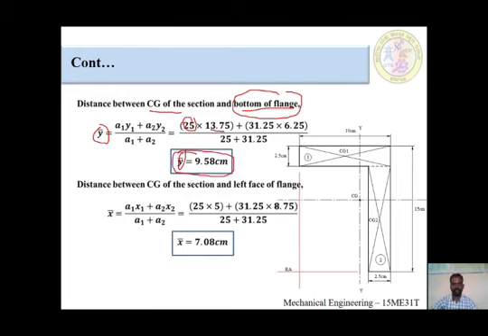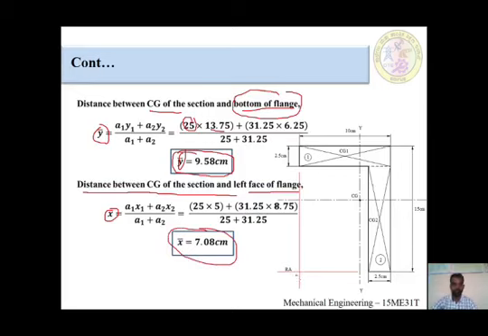Okay, next we have to find out X bar. Which reference would we take for finding X bar? Left face. Okay, the distance between the center of the section and the left face of the flange. X bar is equal to, the formula, as we have discussed in the center of gravity chapter, A1 X1 plus A2 X2 divided by A1 plus A2. Area 1 is 25 into X1 is 5 plus area 2 is 31.25 into X2 is 8.75, divided by area 1 is 25 plus area 2 is 31.25. The X bar value we got is 7.08 centimeter.